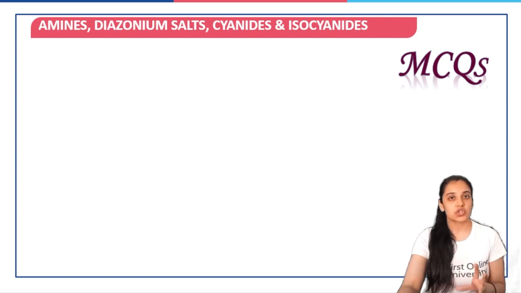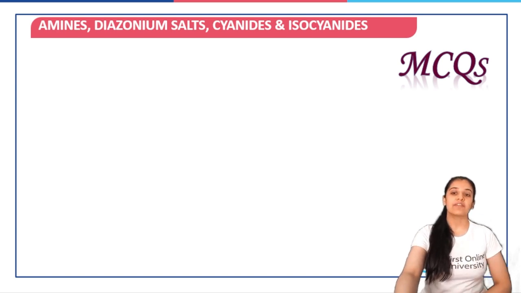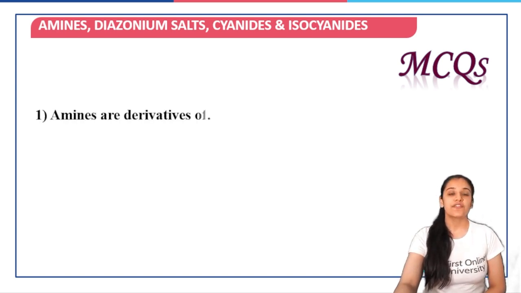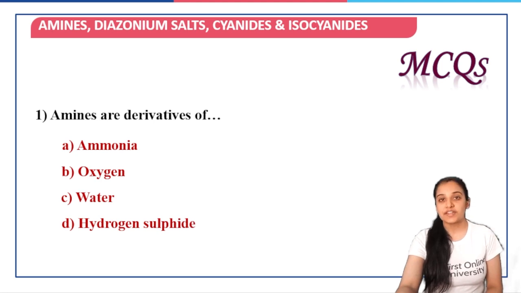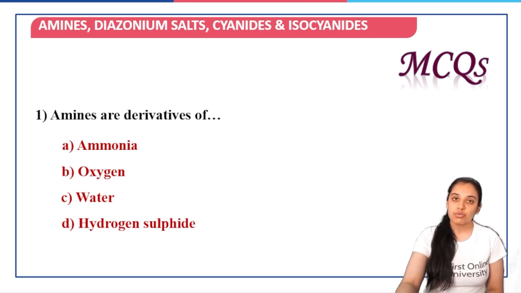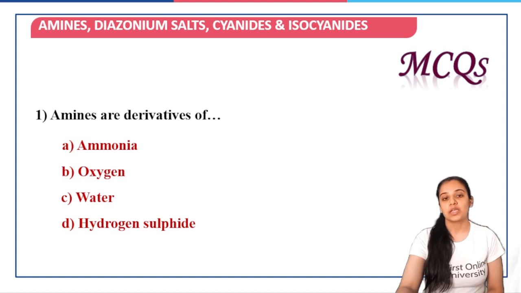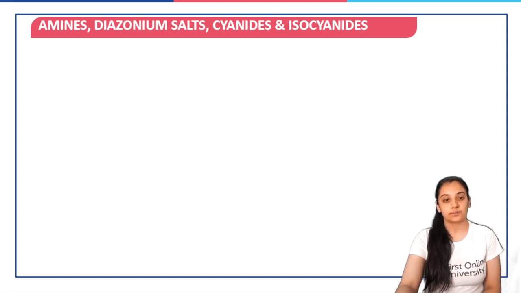Based on the structure of amines, let us have a look at a few concept check questions. The first one is, amines are derivatives of: ammonia, oxygen, water, or hydrogen sulfide. We know amines, with NH2, are derivatives of ammonia, NH3. So option A is the right answer.